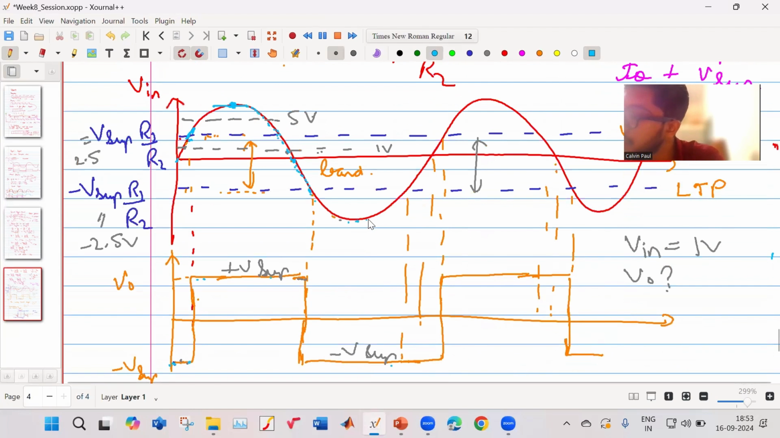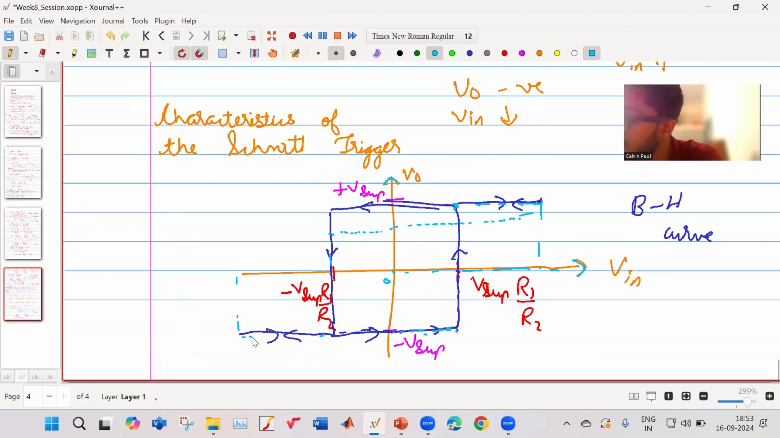Next, what happens? Your input starts increasing. It touches this, still your output will be negative. You go on increasing, touches 0, still it will be negative. You go above this band, then it will change. So how do we represent that? We come back like this over here. We touch this point, no change, it will still be negative. We touch 0, no change, still it will be negative. We touch this top upper trigger point, then it becomes plus V supply. So that is how the characteristics of the Schmitt trigger are represented in this input-output characteristics of the Schmitt trigger.